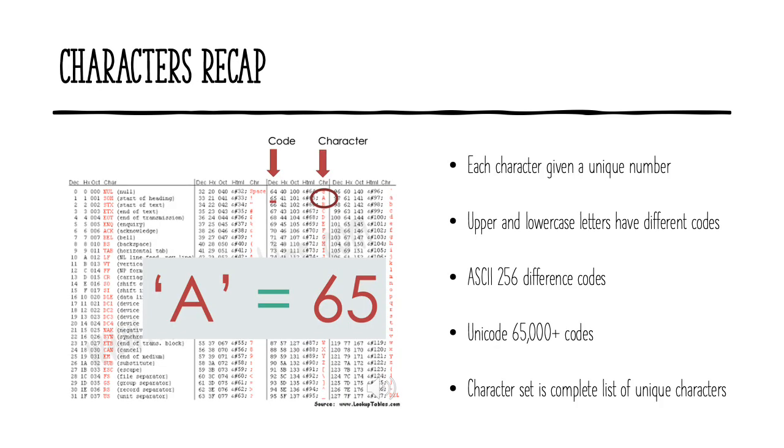Recap on how computers store characters. We need to remember that in order for the computer to store something, it needs to store it in binary. To store it in binary, it needs to first convert it into a number. So in this example, we need to give each character a unique number. Upper and lower case have different numbers, and in this case, capital A is given the value 65.